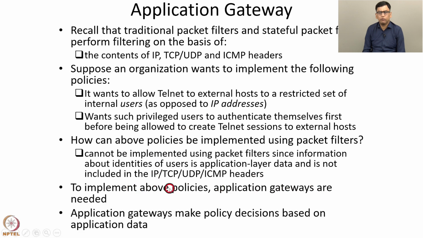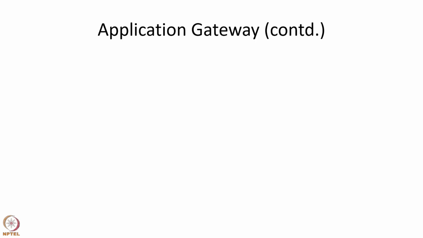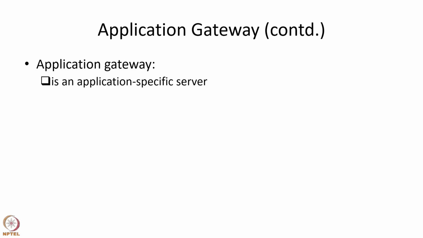Application gateways make policy decisions based on application data as opposed to headers such as IP, TCP, UDP, and ICMP. So let's discuss how application gateways function. An application gateway is an application specific server. So there is a different application gateway for web traffic, there is a different application gateway for FTP traffic, and so on and so forth.